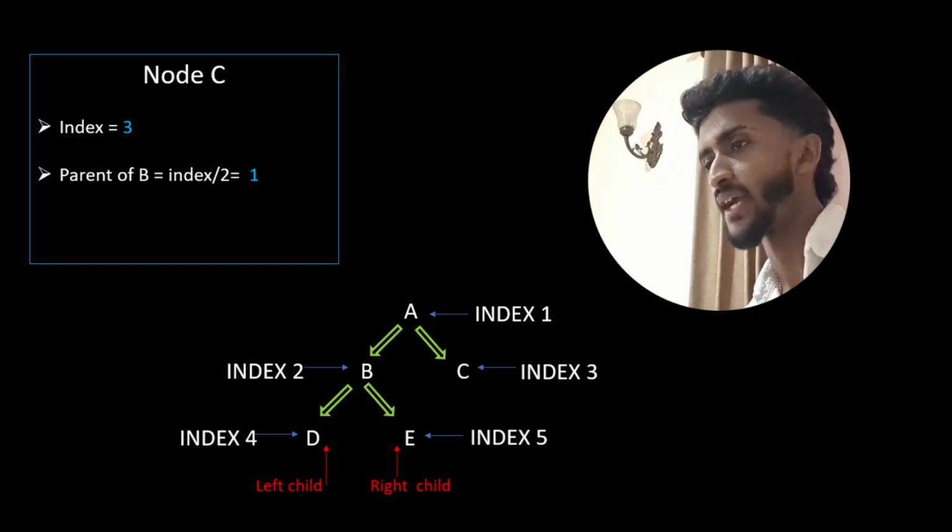Now let's check node C. Node C is at index 3. The parent of C is 3 divided by 2, that gives 1. So the parent is A. The left child of C would be at index 6 and the right child would be at index 7. But these indexes do not exist, so C has no children. This is how we find relationships without using any pointers, only using index calculations.